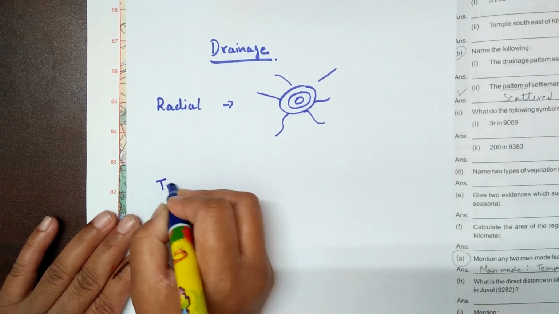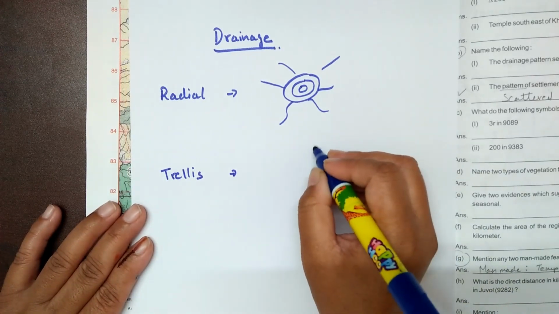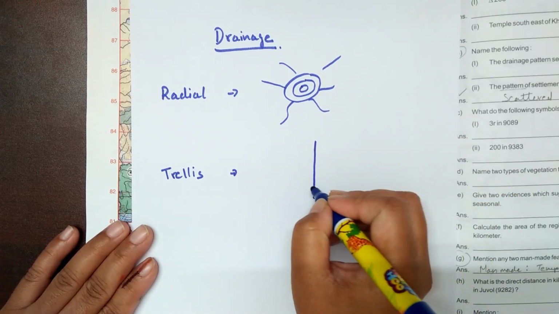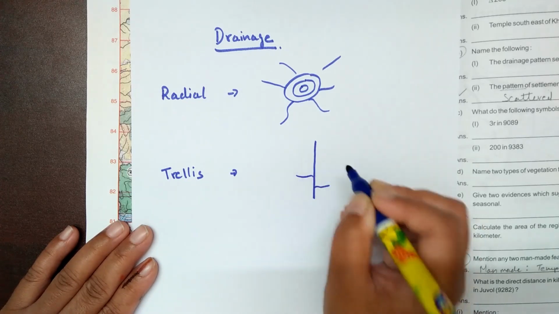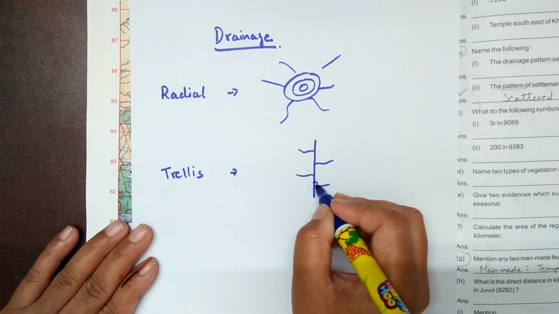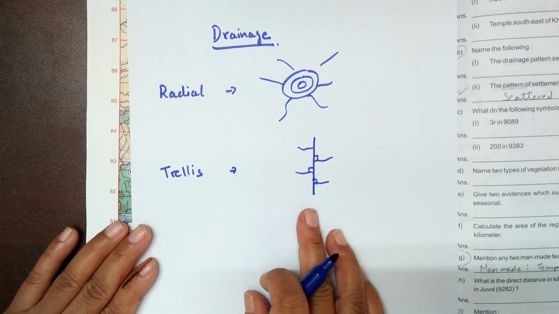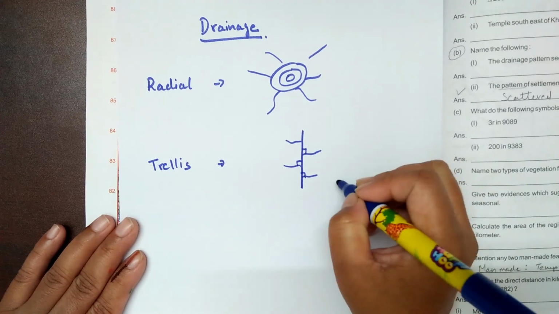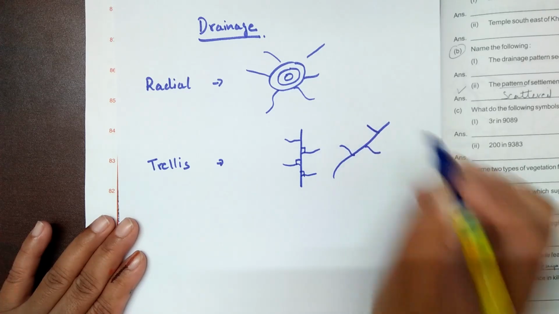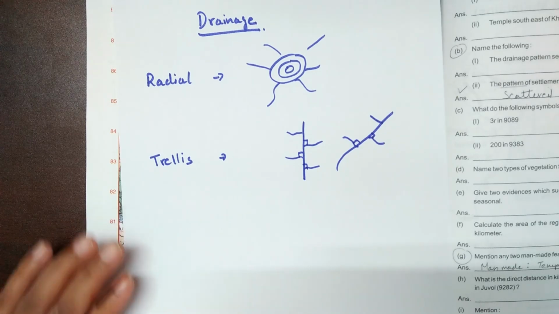Then another one is trellis. Suppose this is a main stream or a river, and you see streams flowing like this, as if they are flowing at 90 degrees. If you look at this, it's almost 90 degrees. If you see this kind of stream, flowing straight like this at 90 degrees, this is your trellis pattern.